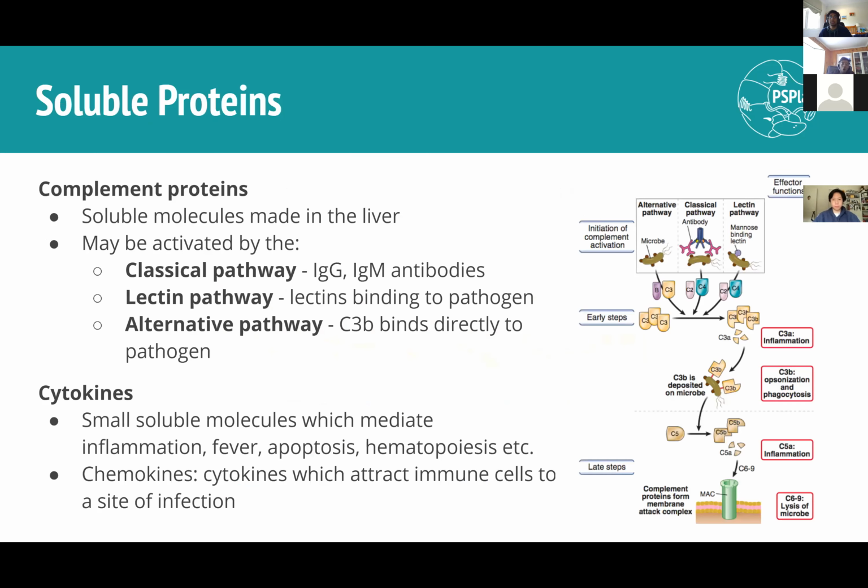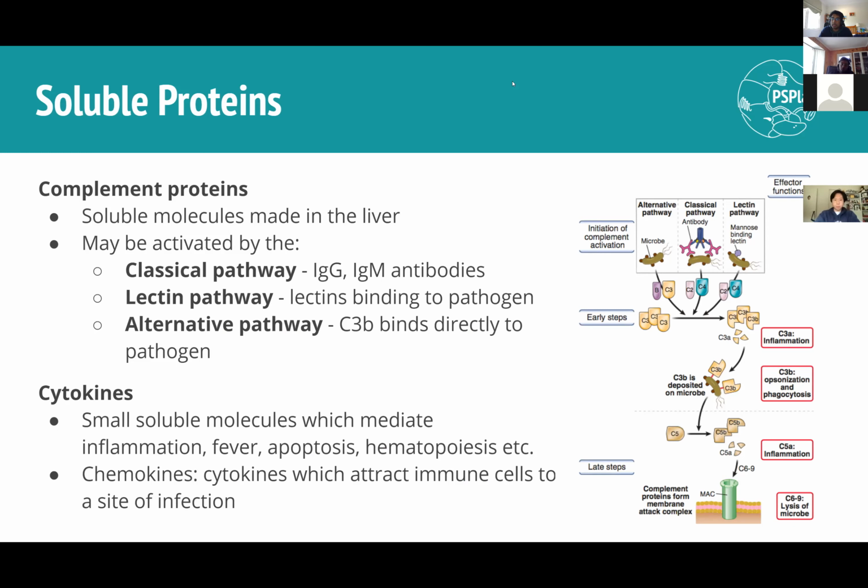All right, we have soluble proteins. There are a few categories here. Complement proteins are like your little foot soldiers, non-cellular foot soldiers at least, of the innate immune system. There are three pathways by which we can initiate them. So IgG or IgM antibodies, which is, you'll note, part of the adaptive immune response. The adaptive immune response will sort of co-opt several parts of the innate immune response in order to function.